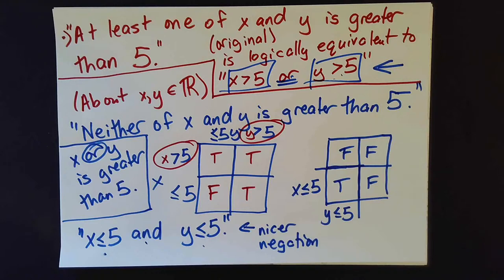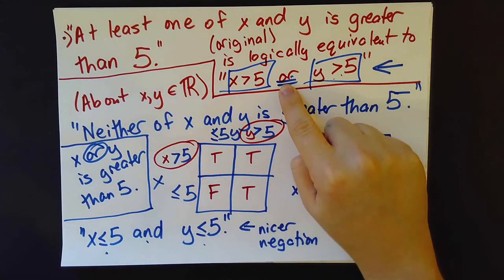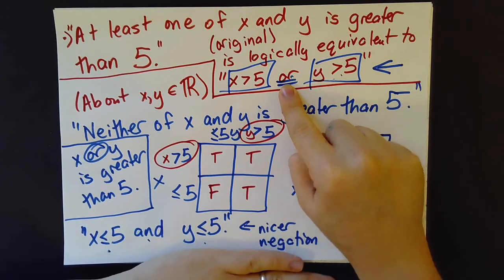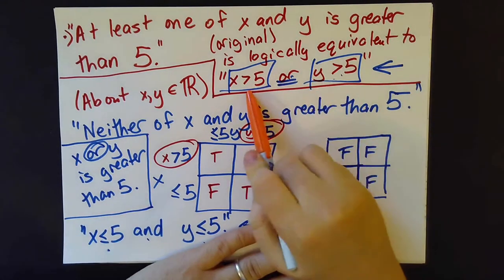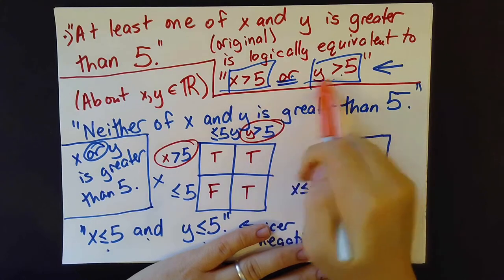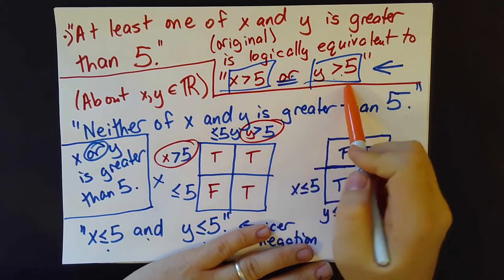Okay. I also have a question about, do I need to include the possibility of both being greater than 5? And I definitely do need to include that possibility. And that possibility is included in the word or. So this goes back exactly to the distinction between or and XOR from earlier. Namely, our or is always true if at least one of these is true. So our or here is true even when both of these are true.